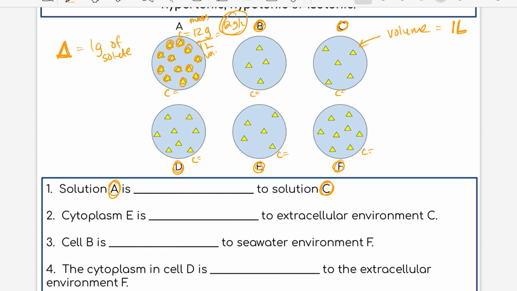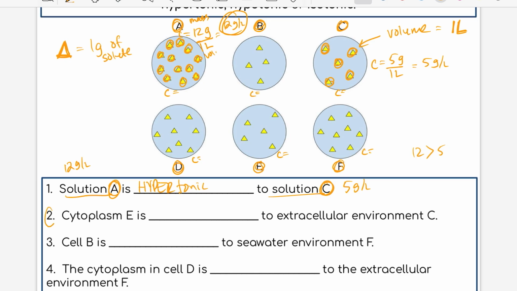So we already know that solution A has a concentration of 12 grams per liter. Let's have a look at solution C. 1, 2, 3, 4, 5. This one here, its concentration is equal to 5 grams per 1 liter, which equals 5 grams per liter. Simple. So 12 is greater than 5, so this solution is hypertonic to solution C. Solution A is hypertonic to solution C.